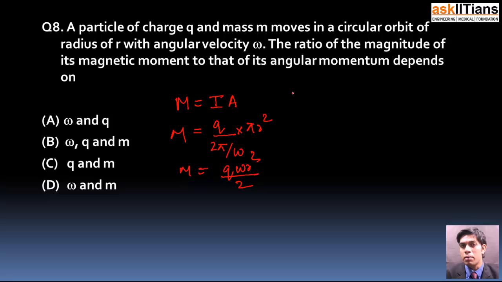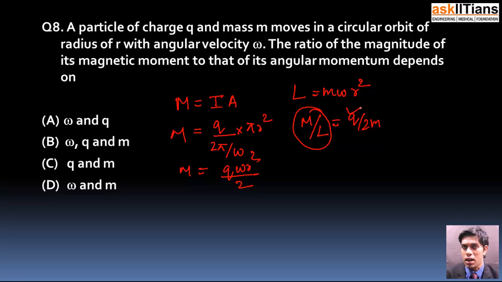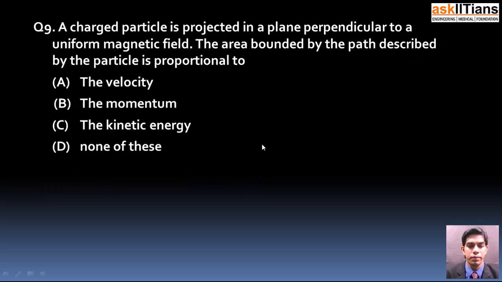Now angular momentum on the other hand is equal to m omega r square. So if I take the ratio of the magnetic moment and the angular momentum, it comes out to be q by 2m. So the ratio M by L clearly depends upon two physical parameters, the charge and the mass. So C, Q and M is the correct option. So let's try the next problem.